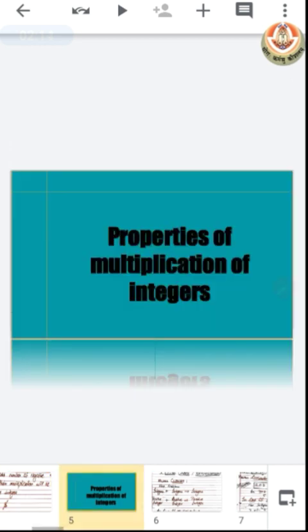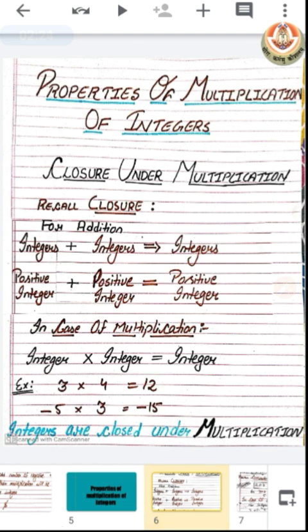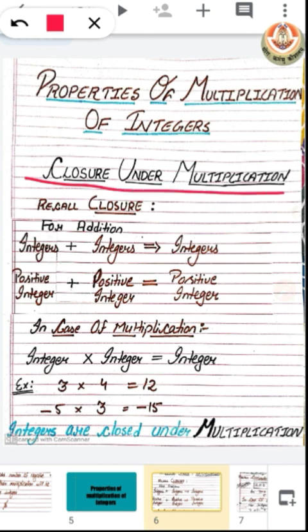Now let's start today's class, in which we learn about properties of multiplication of integers. Okay, class. First is closure under multiplication. As you know, closure, which we learned in our previous class, is that property where we take two or three numbers from the same group and the resultant is also a number from the same group.